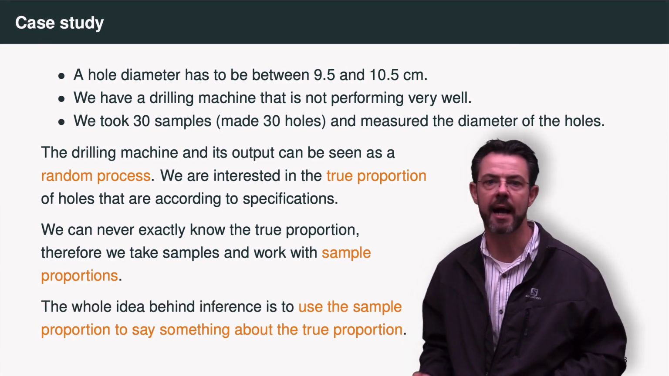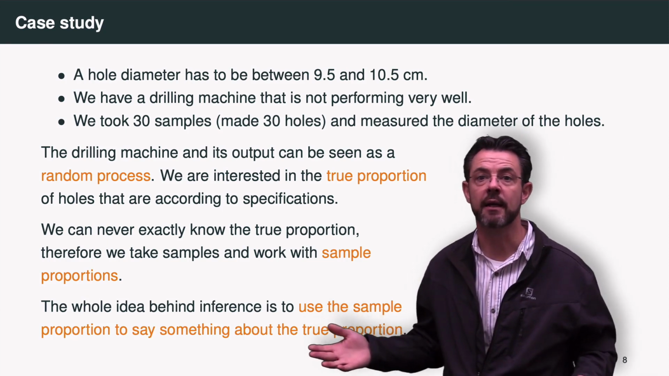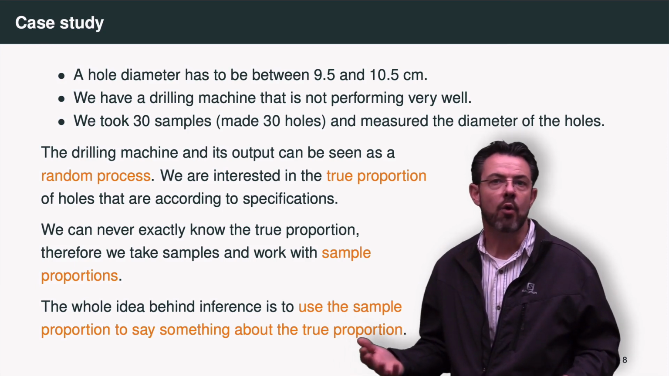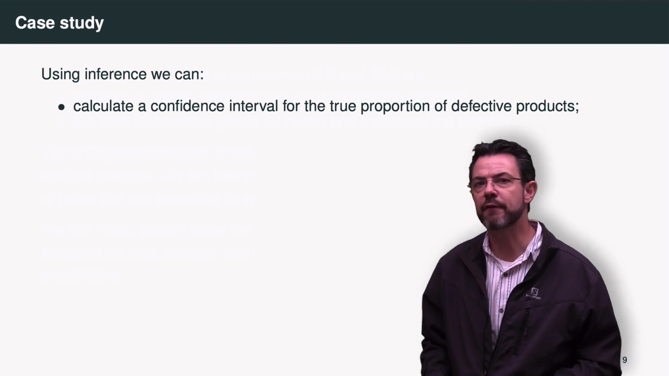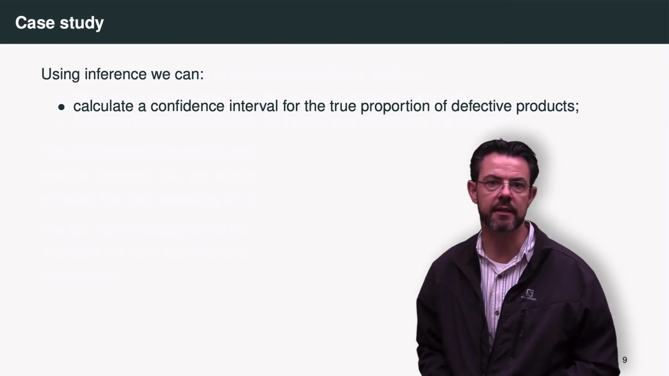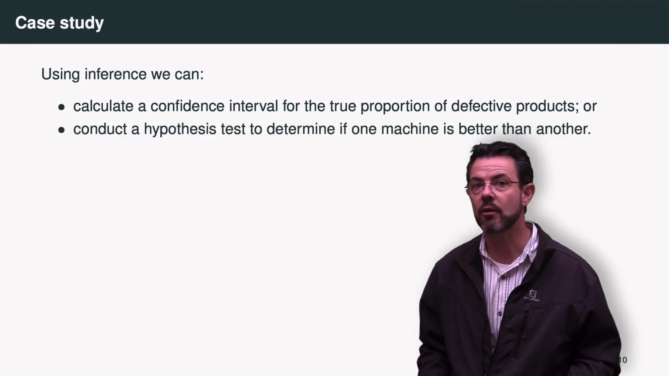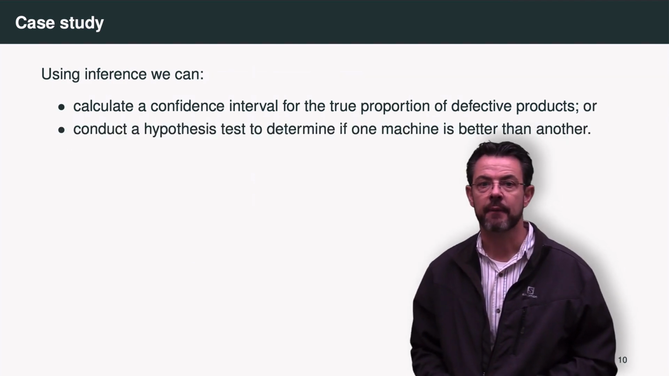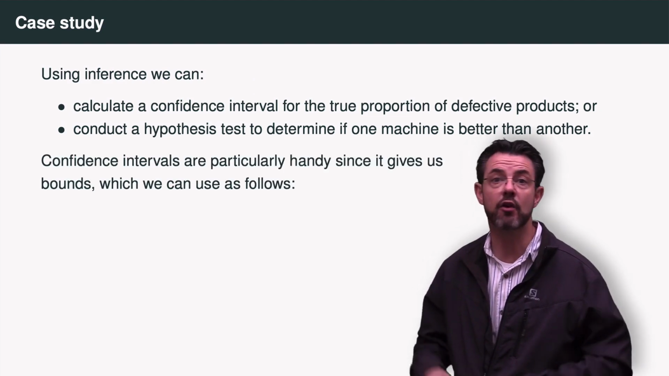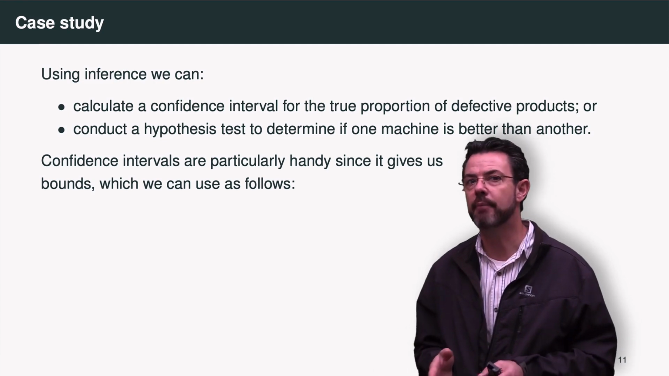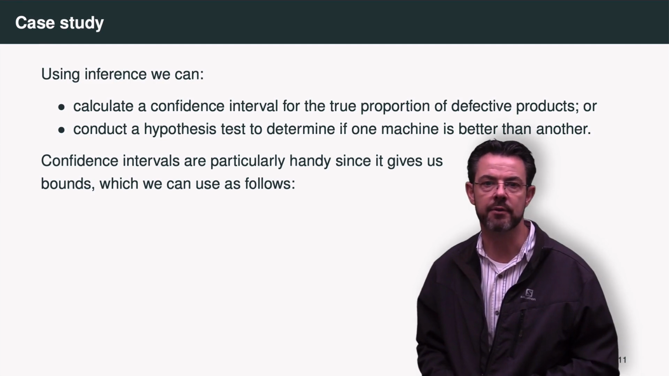The whole idea behind inference is to use the sample proportion to say something about the larger, more vague, nebulous, true proportion. So with inference, we can calculate a confidence interval for the true proportion of defective products. And then we can also conduct hypothesis tests and determine if one machine is really better than another one. Even though we don't know the true proportion, we can base our decision, our inference, our conclusion on the samples.